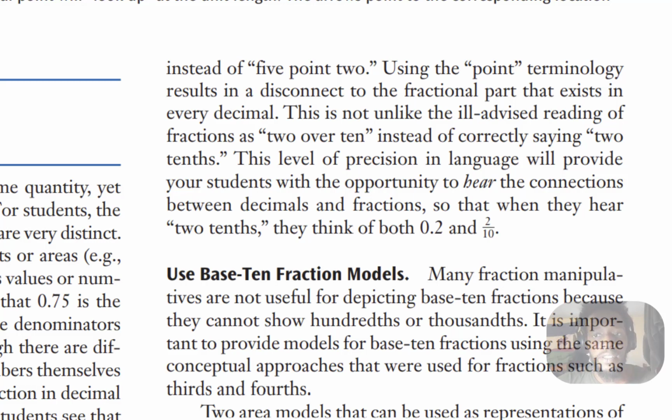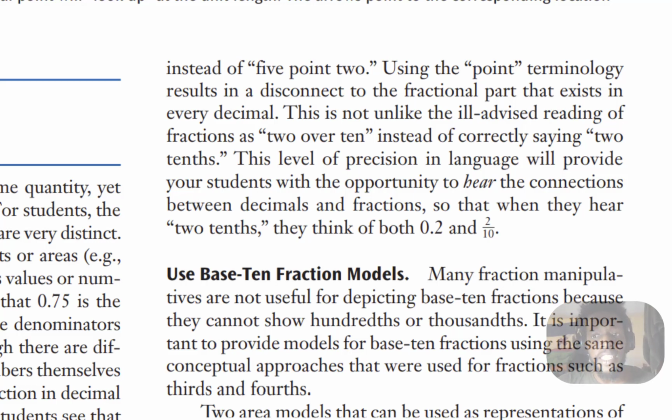There's a disconnect that is created when you say 5 over 10 instead of 5/10. This level of precision in language will provide your students with the opportunity to hear the connections between decimals and fractions, so that when they hear 2/10, they think of both 0.2 and 2 over 10. And notice I said 0.2 because it is convenient, not because it is conceptually correct.